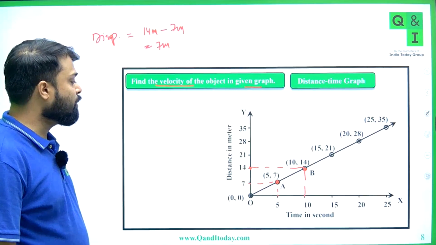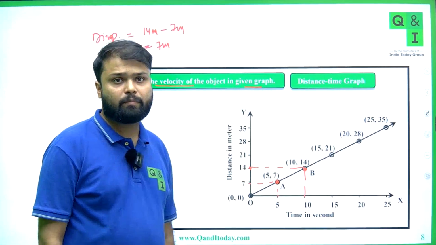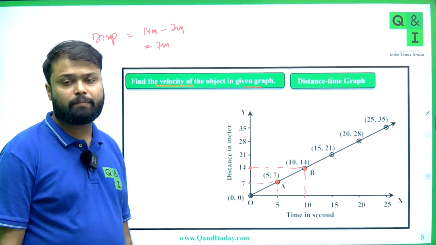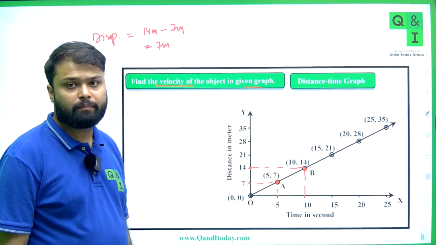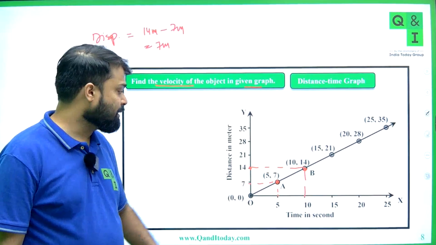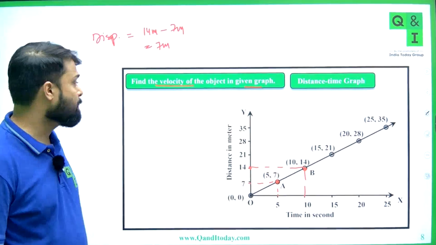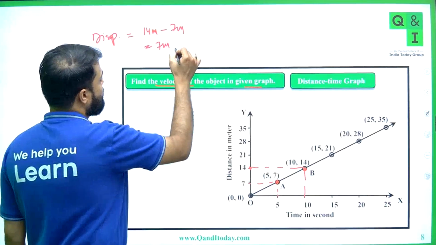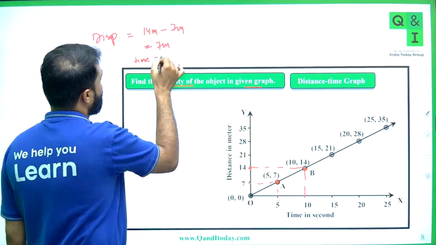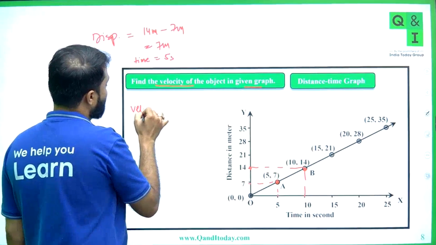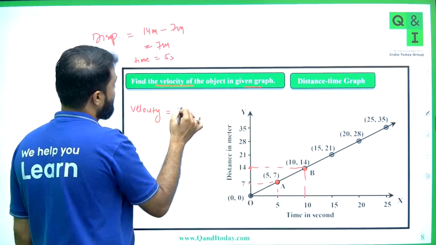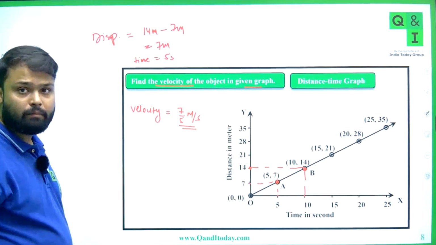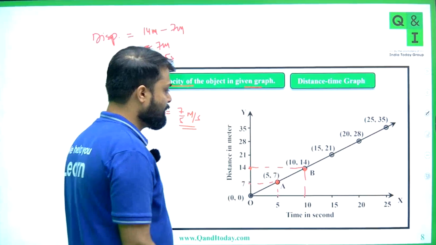Now, what is the time taken by the body from A to B? 5 seconds, 10 minus 5. Yes or no? Very good. So what is velocity here? We know that time is equal to 5 seconds. So can we say that velocity is nothing but displacement upon time, that is 7 by 5 meters per second? Yes or no?